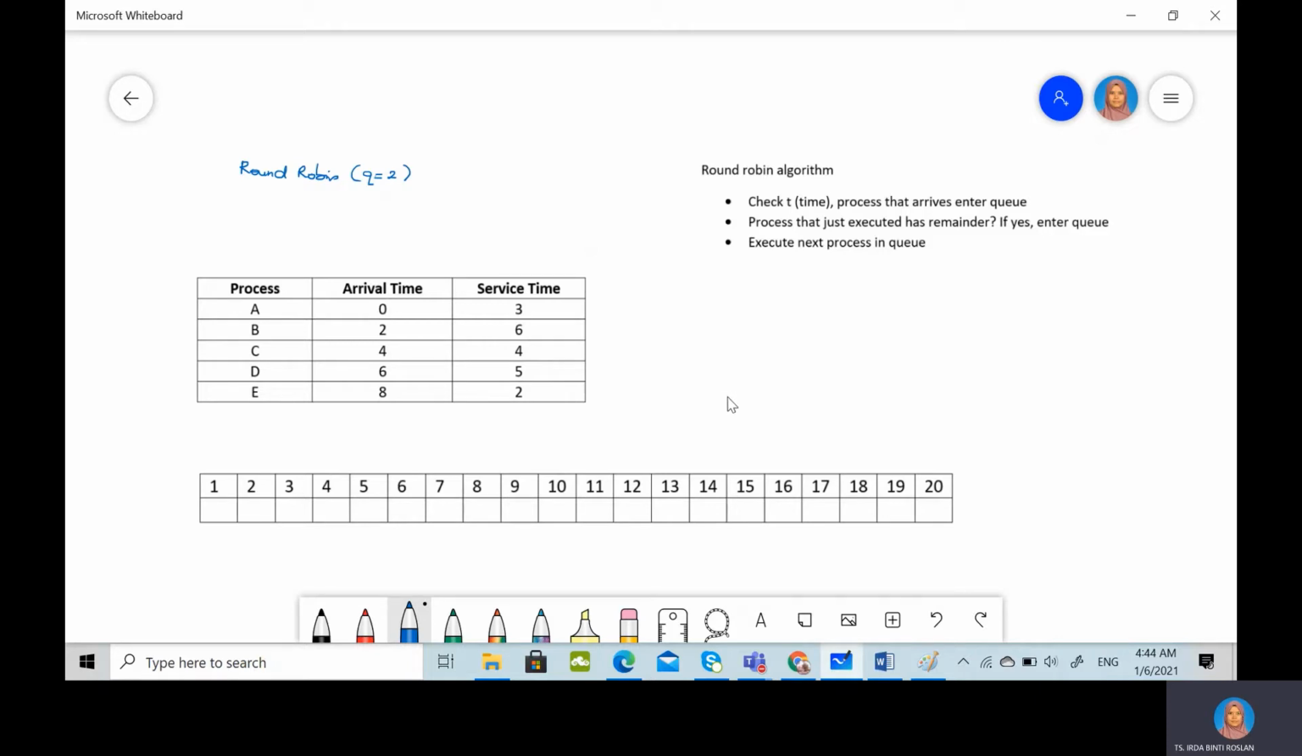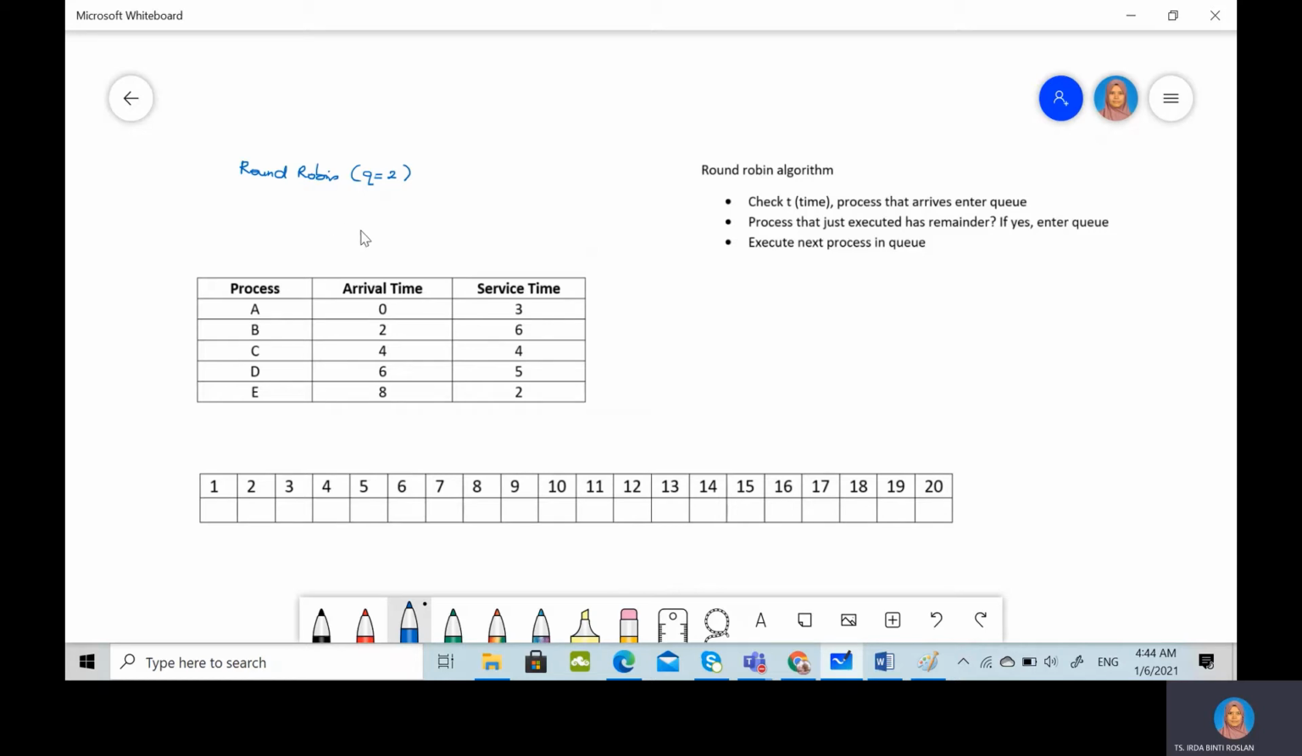So what's the difference between the quantum times? The quantum can be in powers of 2, so it can be q equals 1, 2, 4, 8, and so on. But usually we use quantum time equals 1 or 2.